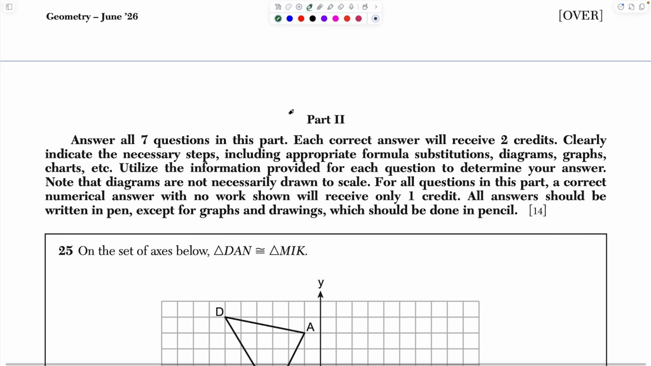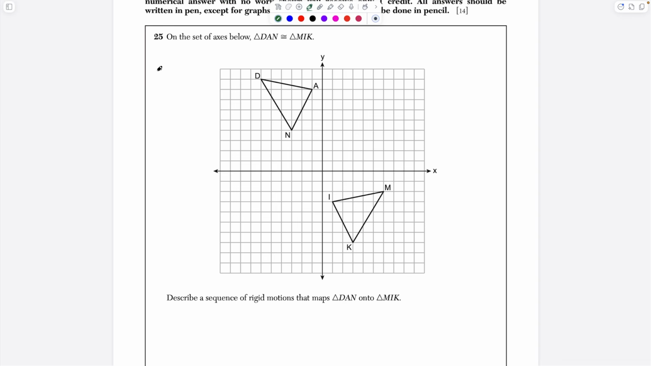So next, we're moving on to part 2. There's 7 questions here, and each question is worth 2 credits. Question 25, on the set of axes below, triangle DAN is congruent to triangle MIK. Describe a sequence of rigid motions that maps triangle DAN onto triangle MIK.